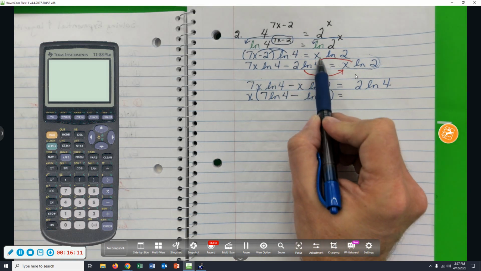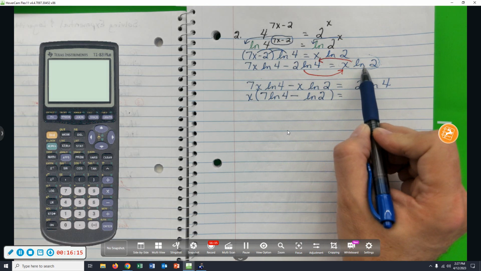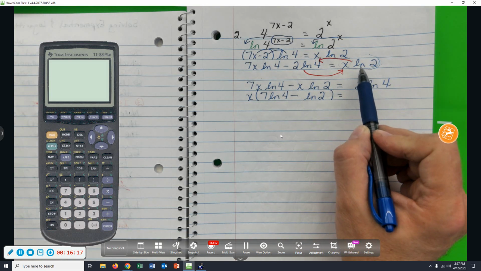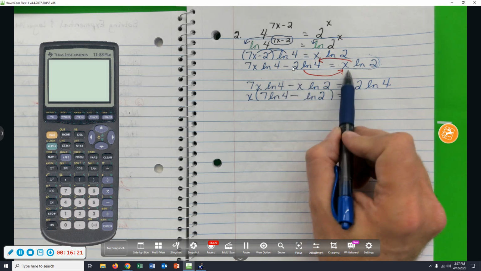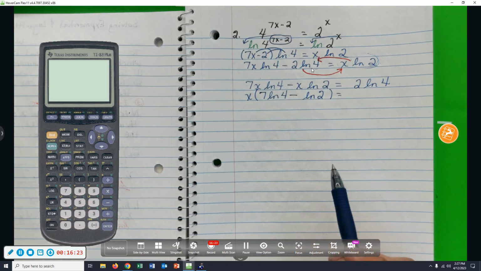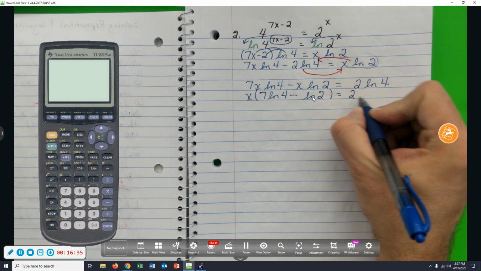And this is the term that doesn't have an x in it on the left. I'm moving it over to the other side. I want only the x terms. I'm moving all of that, which would be adding 2 ln 4. This is all one term. That minus 2 ln 4, that x times ln 2. If you're moving them to the other side, you have to move the whole thing. 7 ln 4 minus ln 2.